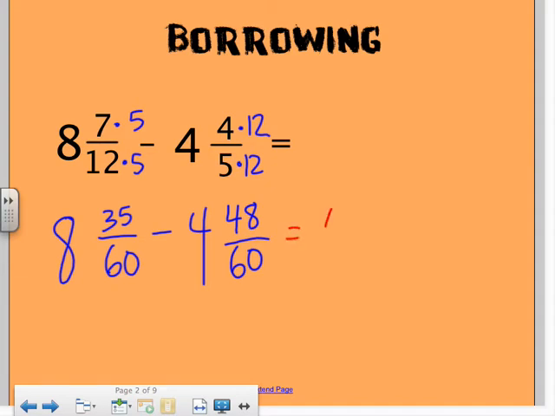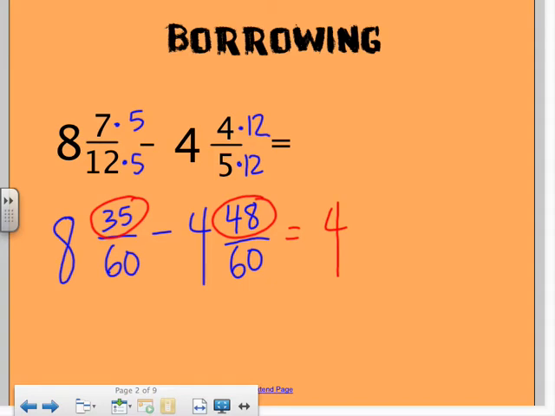I'm like, okay, that's 4. But then look at this. I have 35, and I want to subtract 48. I can't do that. That would go negative. It doesn't work. I can't have a positive 4 and then a negative part of the fraction. That just doesn't work, okay?